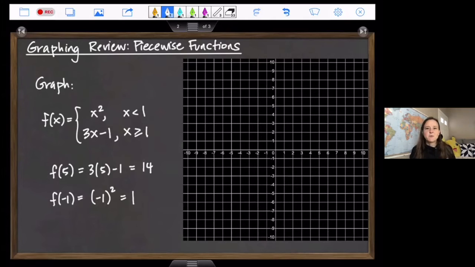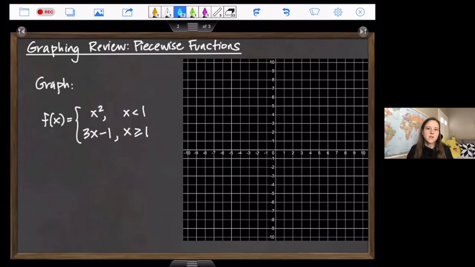So these functions sometimes I refer to as Frankenstein functions because we're going to chop up a bit of this function and a bit of that function and sort of stitch them together to make a piecewise function. So now we want to graph this function. To do this, we're going to pretend like we don't know we're in the middle of a piecewise function, and we're going to graph these two formulas as if they're two separate problems.